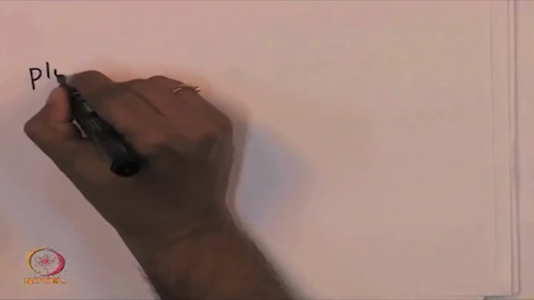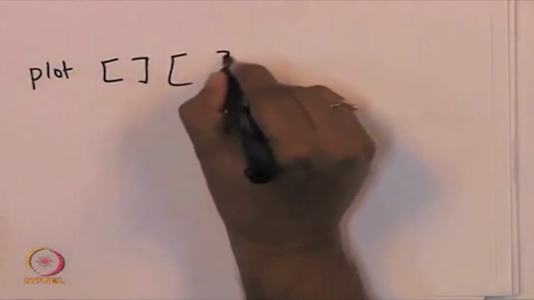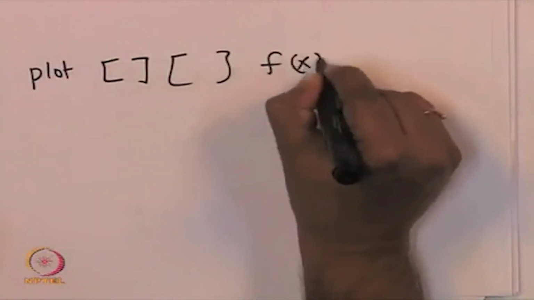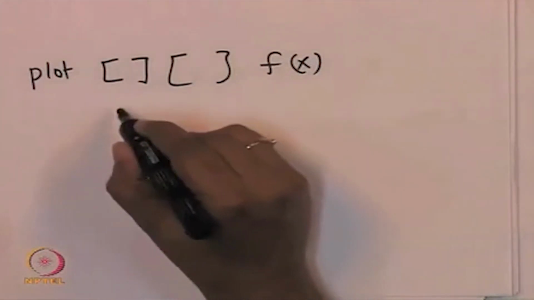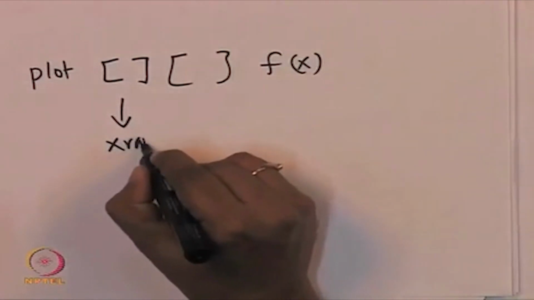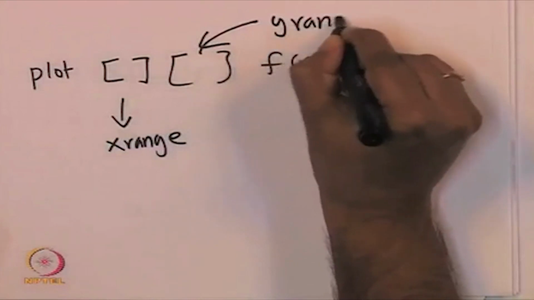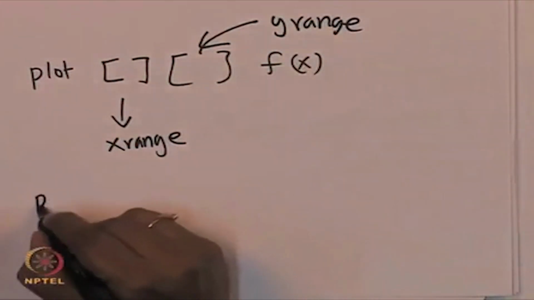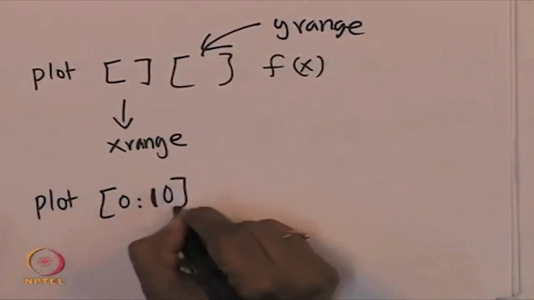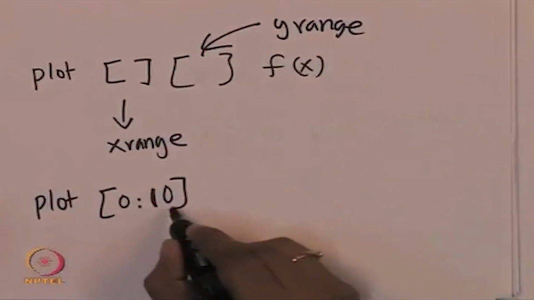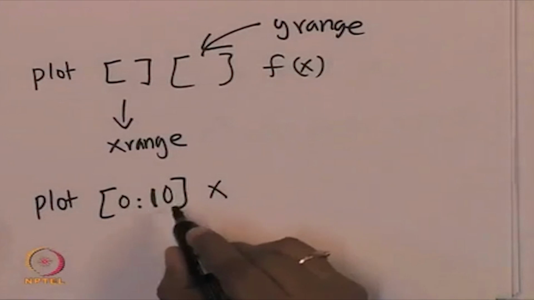So, plot, space, first square bracket, second square bracket, then the function you want: x, x square, x cube, whatever you want. The first square bracket will specify the x range, and the second will specify the y range. So, if you say plot 0 to 10, then the function, the first square bracket implies the x range, so this would plot x values between 0 and 10.